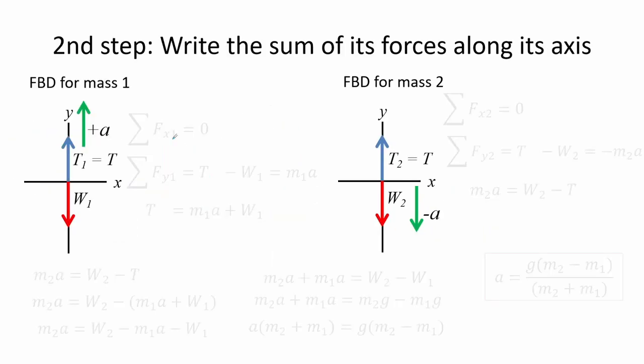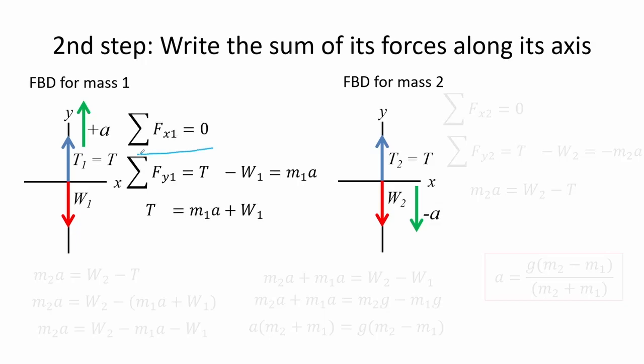Looking at the FBD for mass 1, there are no forces along the x-axis, so we simply write the sum of forces along x is 0. On the y-axis we see that it is the sum of the tension minus weight 1 equals mass 1 times acceleration. Rewriting this to get an expression for the tension T, which is equal to the weight 1 plus mass 1 times acceleration.